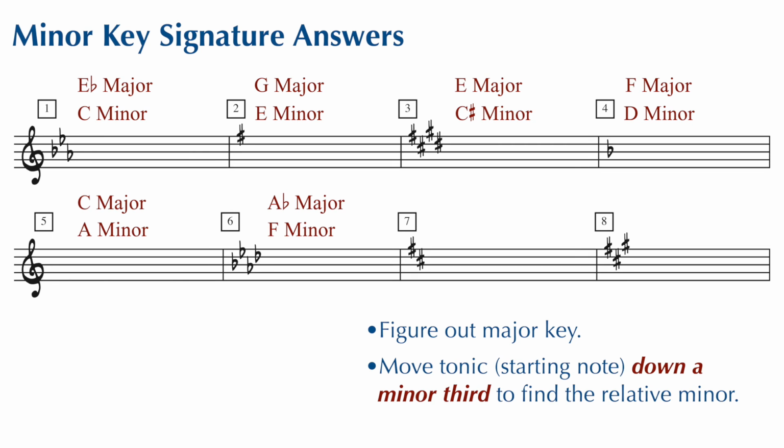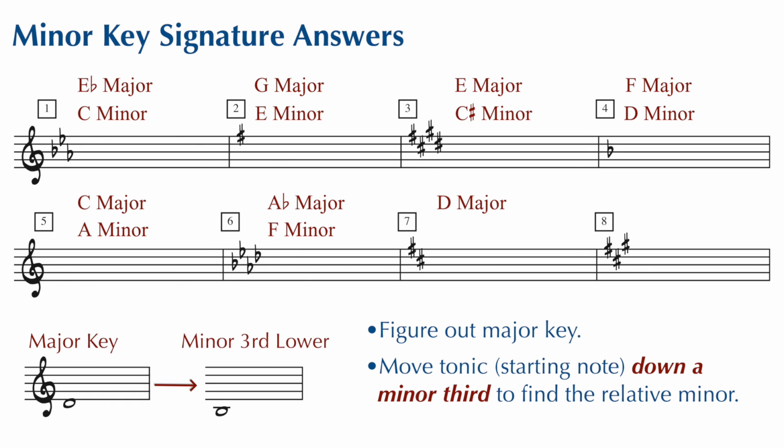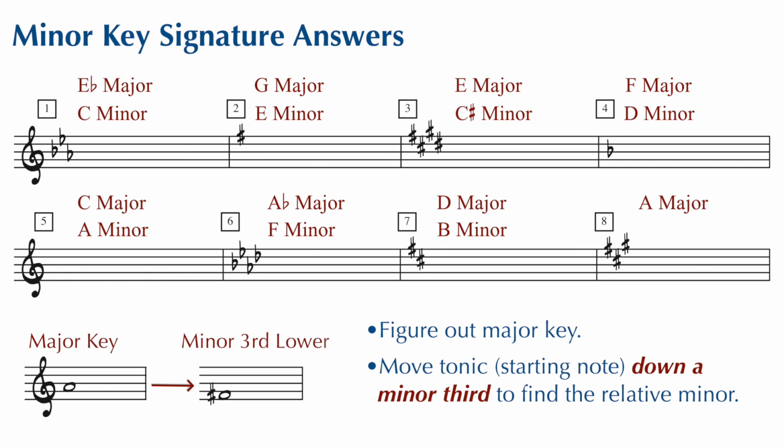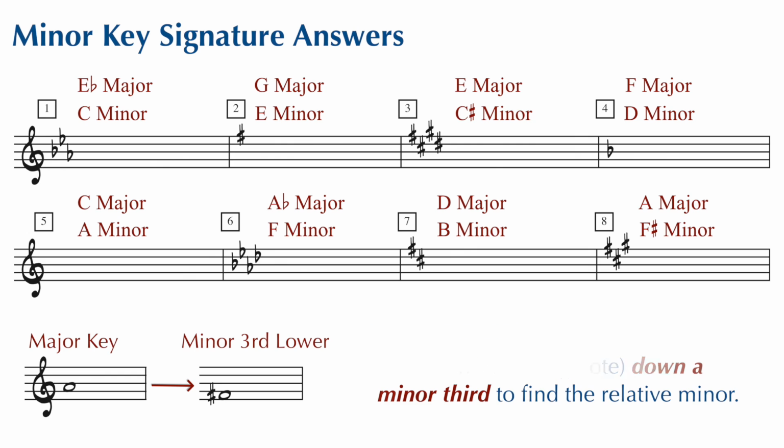Number 7, 2 sharps in the key signature puts us in the key of D major. Take a D, lower it a minor third, you're on a B. 2 sharps in the key signature puts us in the key of B minor. And number 8, 3 sharps in the key signature puts us in the key of A major. Take an A, lower it a minor third, you land on an F sharp. So 3 sharps in the key signature puts us in the key of F sharp minor.